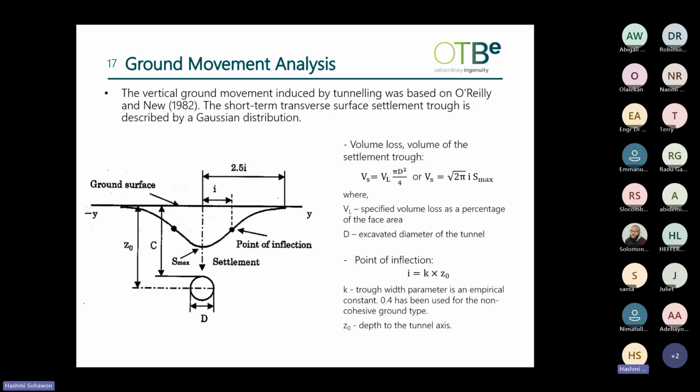I'm sure a lot of you are familiar with the ground settlement profile that is induced by a tunnel. This is a very well-known method that has been used for the past 40 years. This is based on O'Reilly and New and defines the short-term surface settlement trough, which is described by a Gaussian distribution.